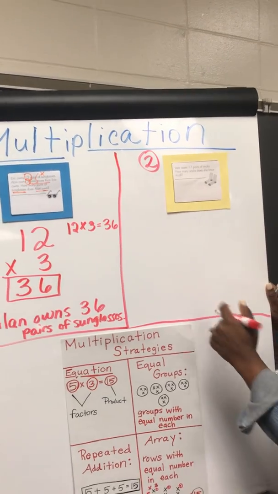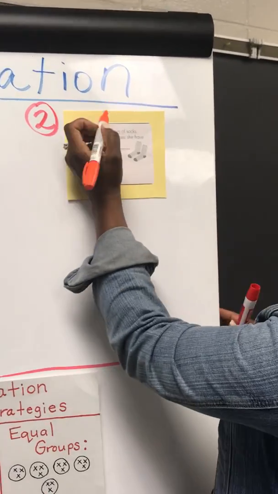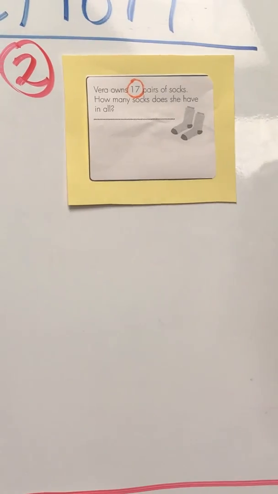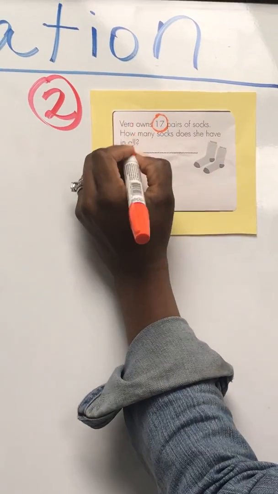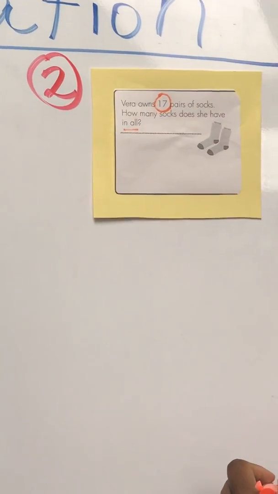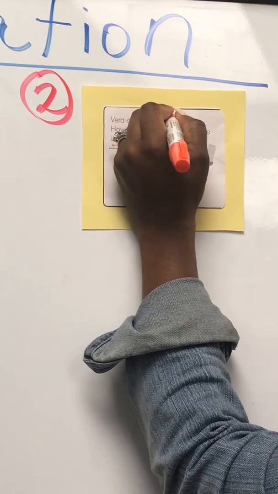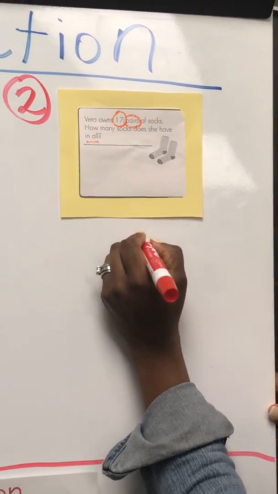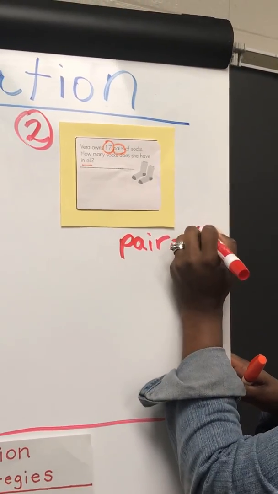Now, the next problem. Vera owns 17 pairs of socks. So I'm going to circle the 17 because it tells us how much she already owns. How much does she have? That's what owns means. How many socks does she have in all? So she has 17 pairs, and that word pair is important because we have to know that the word pair means 2.